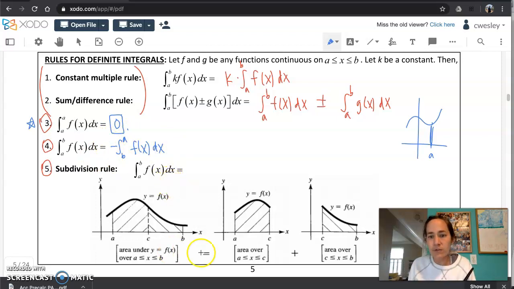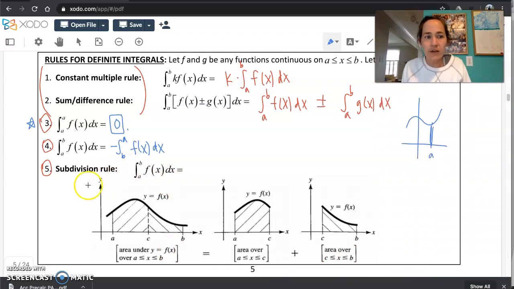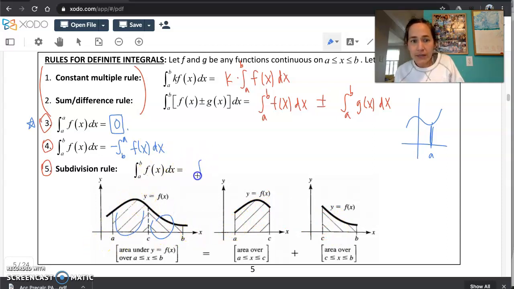There's also a subdivision rule, and I put a picture of it beneath. I think this is a good one too. If you wanted to split this whole entire area up into 2 easier to deal with parts, you could actually add the separate integrals. The whole integral from a to b equals the integral from a to, maybe, how about we say c, of f of x dx, plus separately the integral from c to b. You can actually just subdivide the area and solve this in 2 parts.